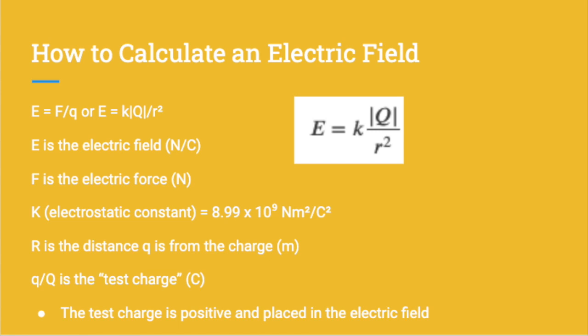For these other variables, E is the electric field, F is the electric force. E is measured in newtons per coulomb, and F is measured in newtons. And R is the distance Q is from the charge, and that's measured in meters. And Q is the test charge, which is a positive charge that is placed in the electric field.